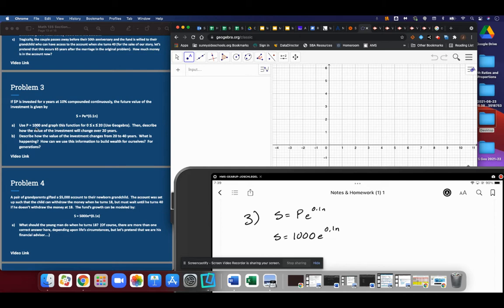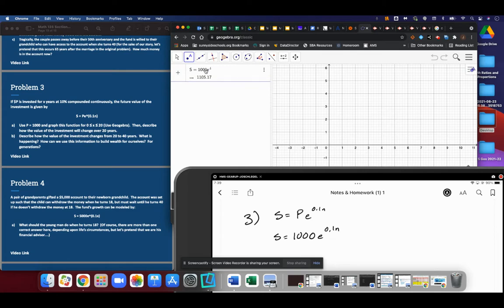So we need to use P as 1,000. So the initial value there, or the amount that was invested into this fund, was $1,000. That's going to go in place of P, just like I have here in my iPad. And we're going to go ahead and give that to GeoGebra. We are asked to describe what happens to the value of the investment from 0 to 20. It looks like years. And so S equals 1,000 times E to the power of 0.1.